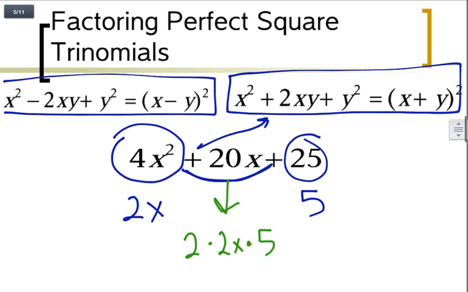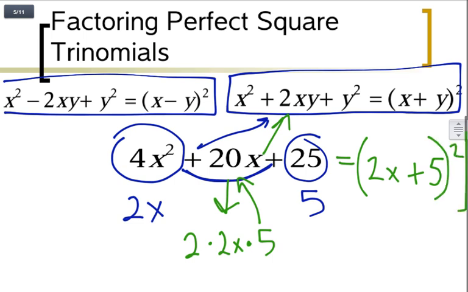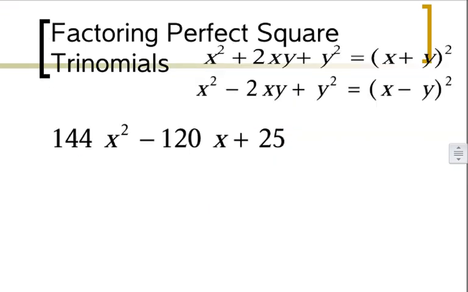2 times 2 is 4, times 5, that is in fact 20. So this works in this form. So all I have to do is say this is equal to the first number, which was 2x, the square root of the first number, plus the square root of the second number, which is 5, parentheses squared. Done. I don't have to do magic x, I don't have to factor anything. That's your answer. So you can see it is a quicker method if you can follow and understand here.